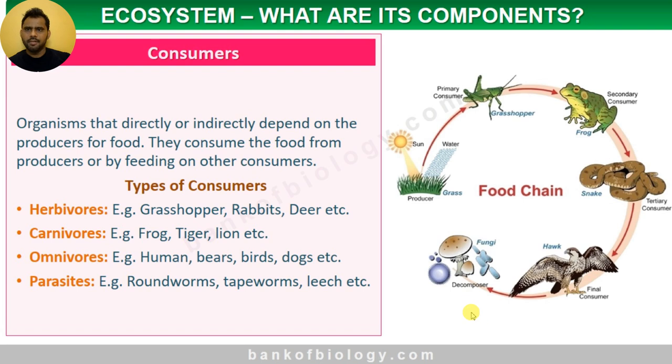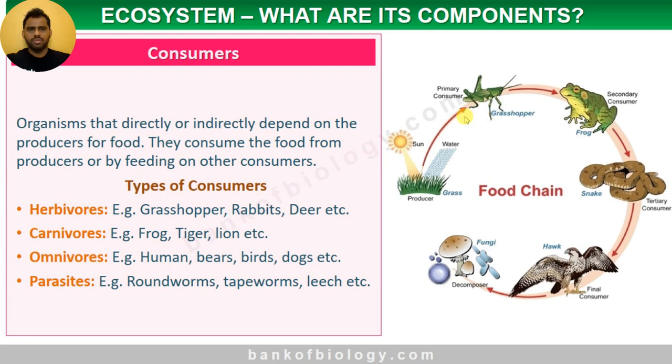Now let's go ahead. We understood what are producers, green plants and bacteria. Now let us see what are consumers, organisms that directly or indirectly depend on the producers for food. They consume the food from producers or by feeding on other consumers. So what are consumers? The producers are the green grass, the sunlight, water.